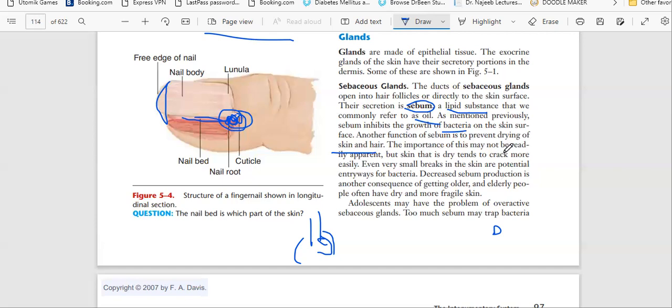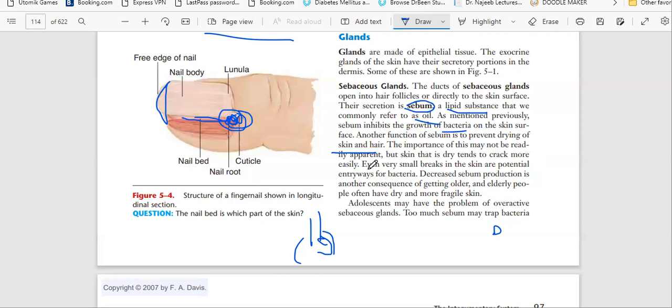The importance of this may not be readily apparent, but skin that is dry tends to crack more easily. The other side effect of dry skin is that it is always dry, and second, it will crack easily. In the winter season we can observe that our skin has dryness, and it will crack easily because the sebum gland doesn't secrete sebum, or it decreases the secretion, because in winter the temperature and humidity are very low. That is the reason the sebum gland doesn't secrete sebum.